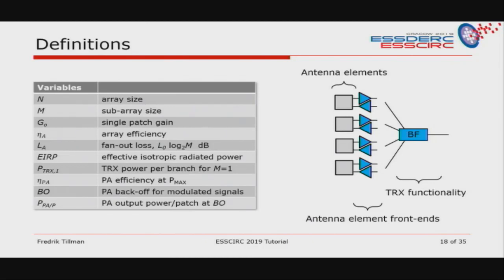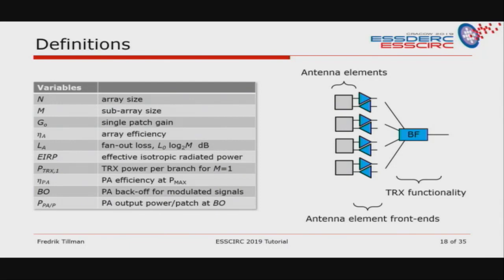We have the fan-out loss that we'll look into, the EIRP value, what each TRX would consume if you only had one branch, not an antenna array, but just one branch. That will also be considered, of course. The efficiency for the PA, and the back-off that we need to use. We also have the power per batch here, back-off, as a constant or a parameter.